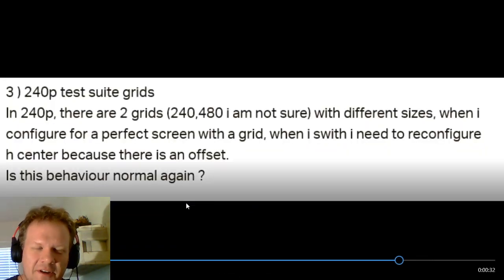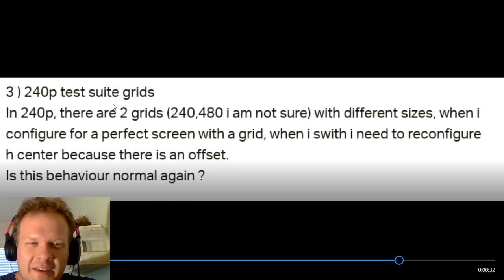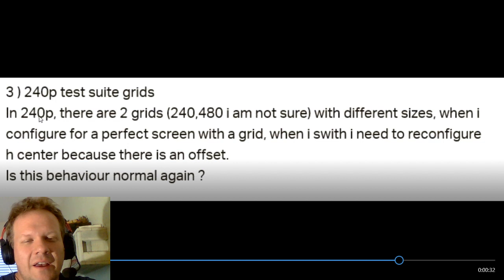Again, still talking about geometry. We've got the 240p test suite grids. Okay, this is just the grid we were talking about a couple questions ago. In 240p, there are two grids with size differences.